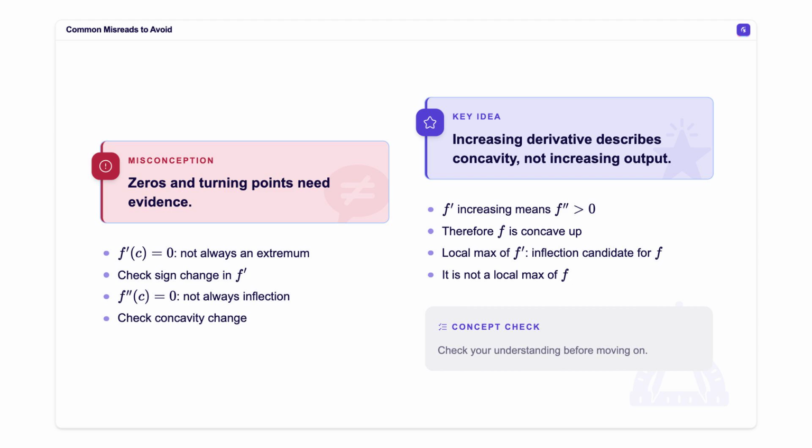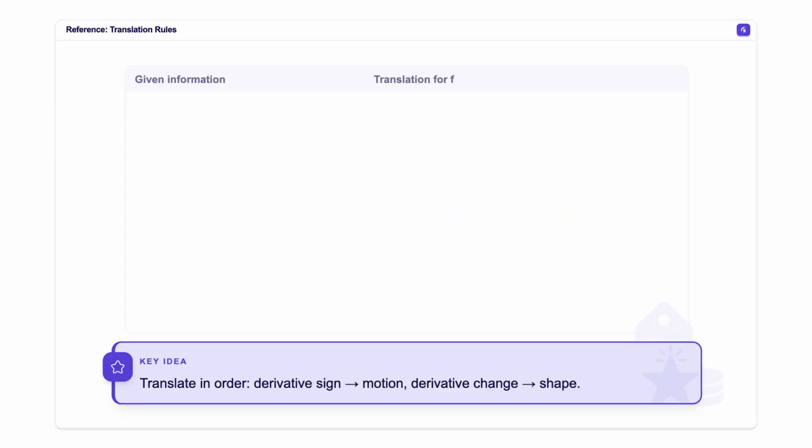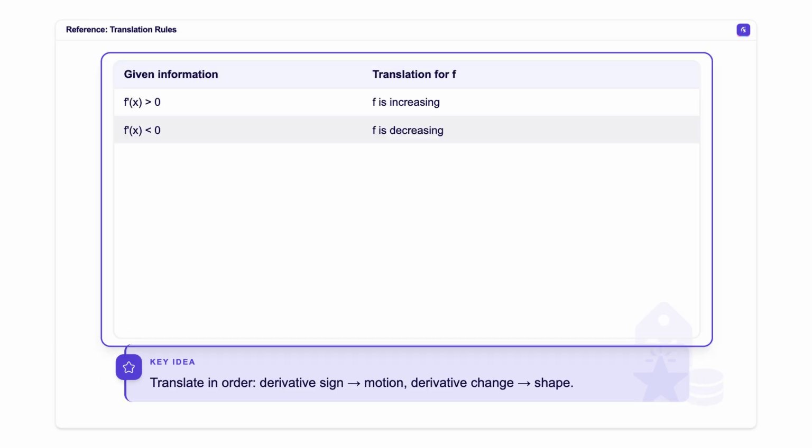Next, we will organize the translation rules into one quick reference. Use this table as your quick translation guide. The main habit is to translate one layer at a time. Derivative sign tells you motion, and derivative change tells you shape. Start with the sign of the first derivative. If f prime of x is greater than 0, f is increasing. If f prime of x is less than 0, f is decreasing.